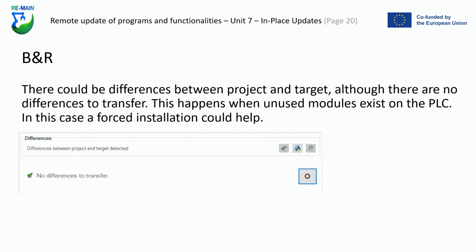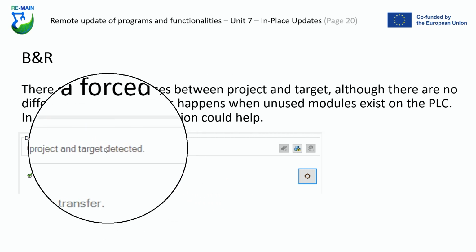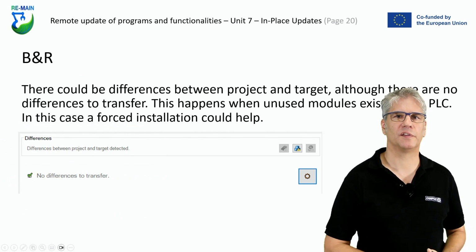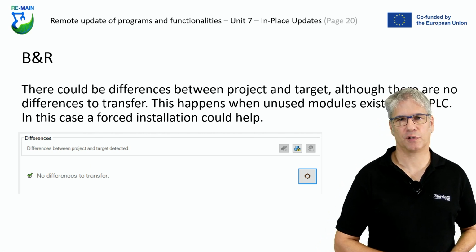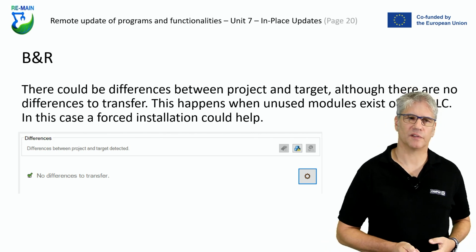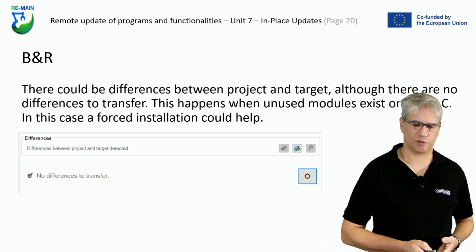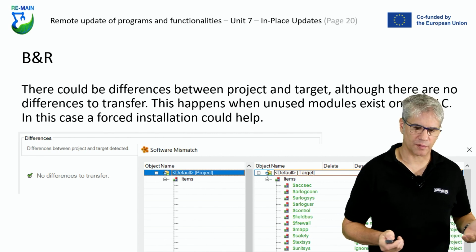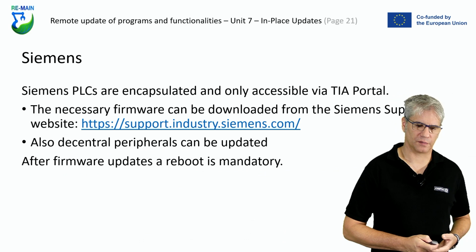And it could happen that there's differences, although there's no differences to transfer. As seen before, there's differences mentioned, but there's no differences to transfer. And this can happen if some older modules still exist on the PLC that are not necessary for the current project. Nevertheless, you can clean them up or you can ignore them. It doesn't have any functionality change. Like you've seen before in the example, there's some libraries or modules on the PLC that are not used anymore.